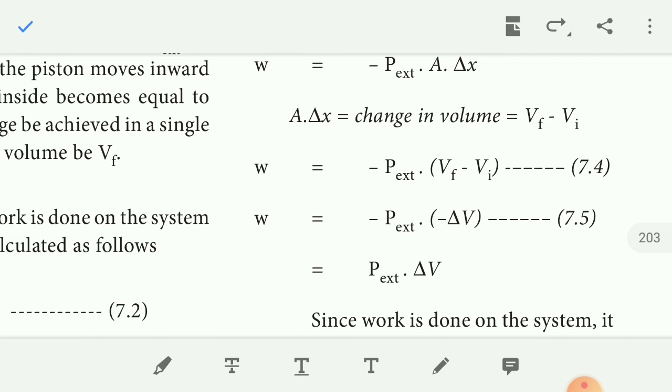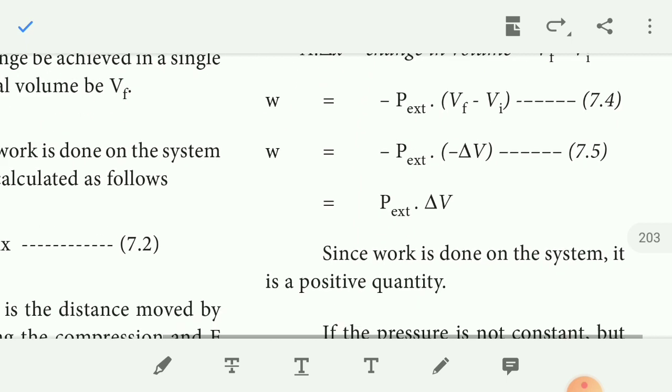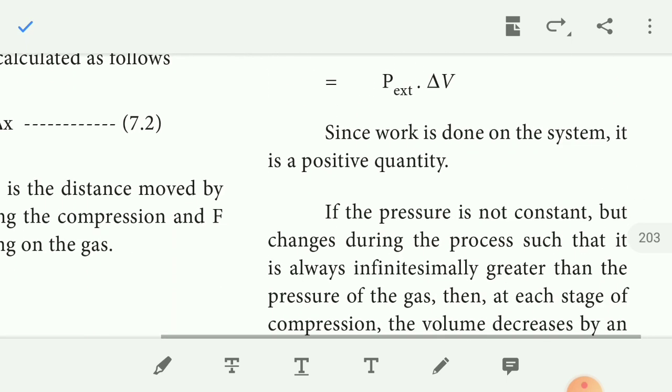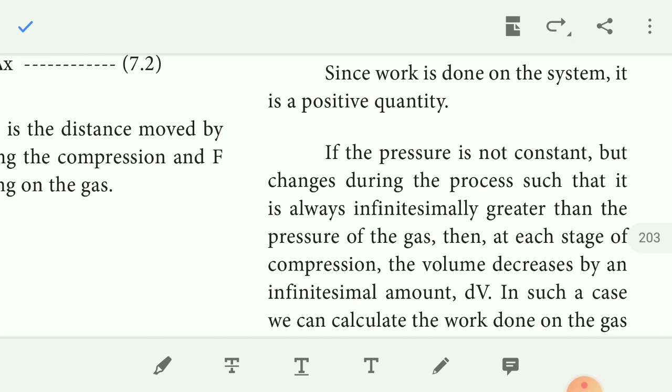Since the work is done on the system, it is a positive quantity. In case the work is by the system, it is a negative quantity. But here the work is done on the system. So note the point, the work is done on the system, it is a positive quantity. Okay.